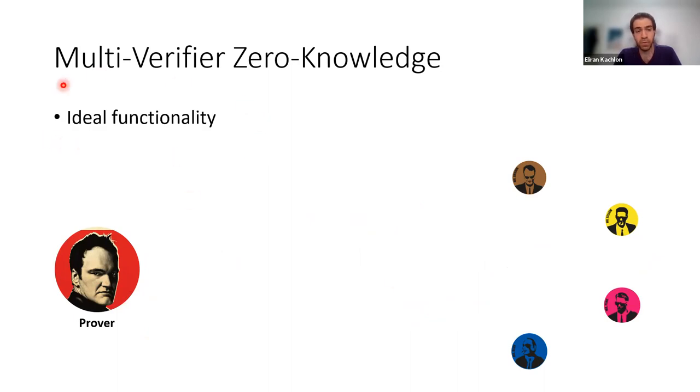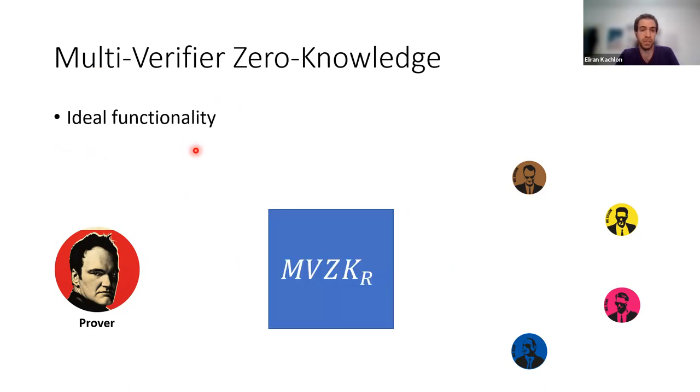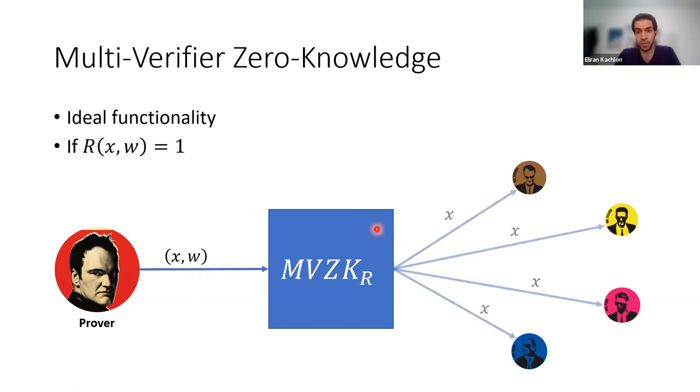So we follow the framework of multi-party computation and we use an ideal functionality to define MVZK. So this is the ideal functionality of MVZK. It is parameterized by a relation R. The prover inputs a statement X and the witness W. And if the relation is satisfied, then we want all the verifiers to know the statement X. So all the verifiers receive the statement X, and they know that the statement X is true and that the prover has the corresponding witness. And of course, they have no information about this witness. Otherwise, if the relation is not satisfied, then the verifiers receive a special symbol that tells them that the prover tried to cheat. Okay, so this is the MVZK functionality.